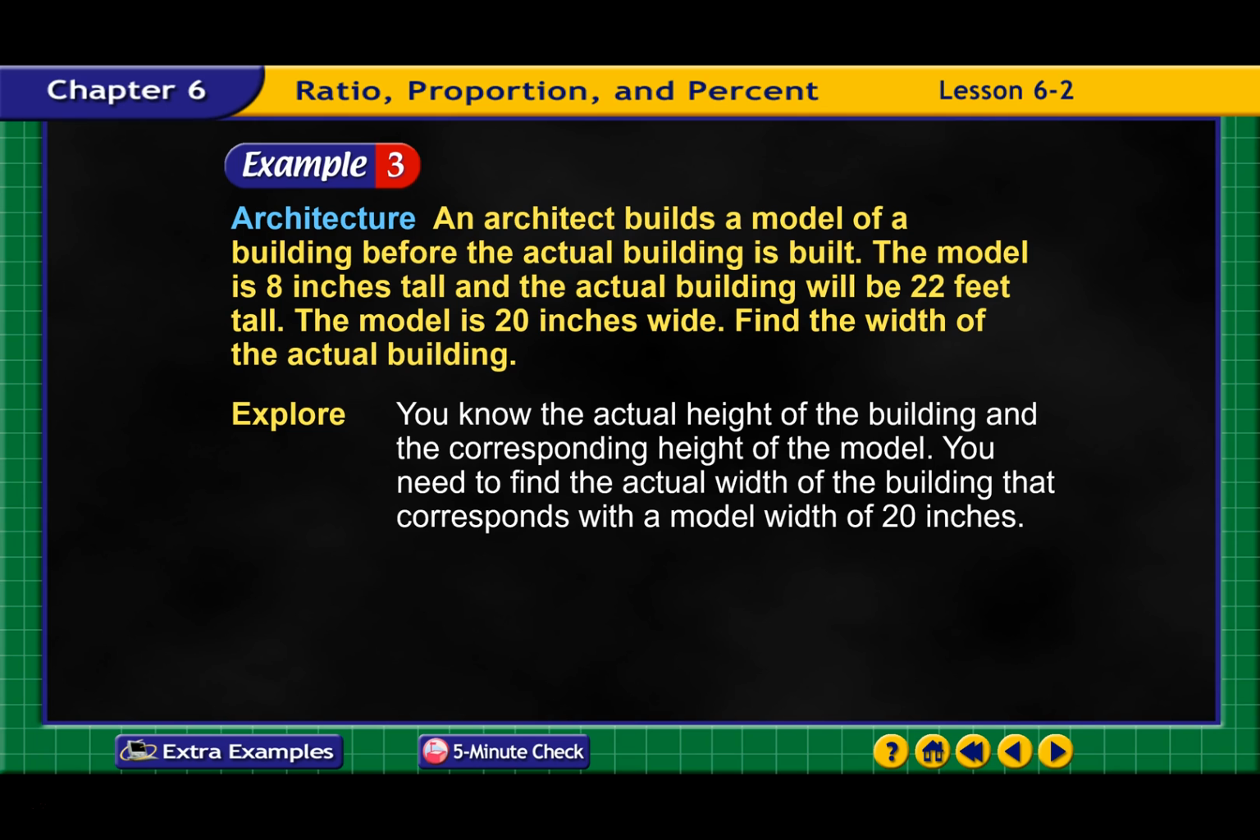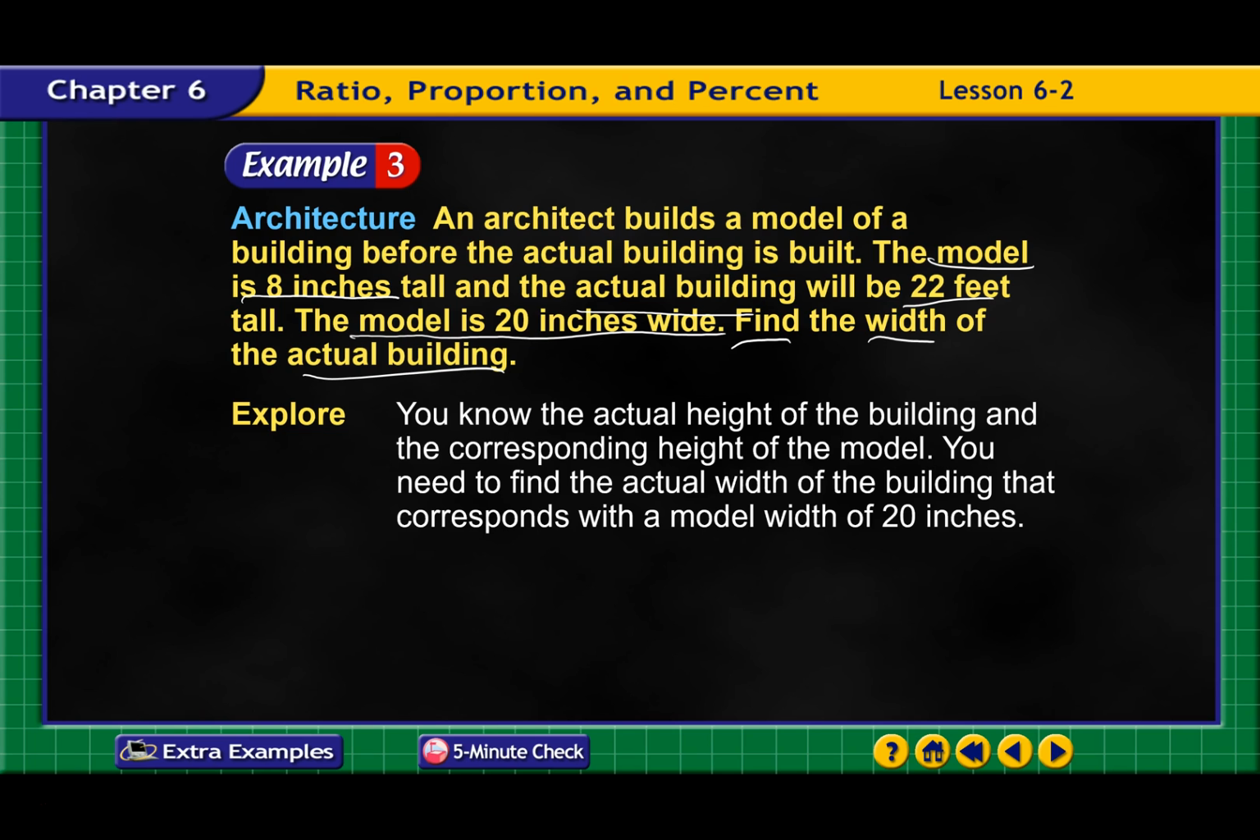All right, so first you need to know the actual height. Actually, I would underline things. The model is 8 inches tall, and the actual building is 22 feet. The model is 20 inches wide. Find the width of the actual building. So, I highlight the things that are important.